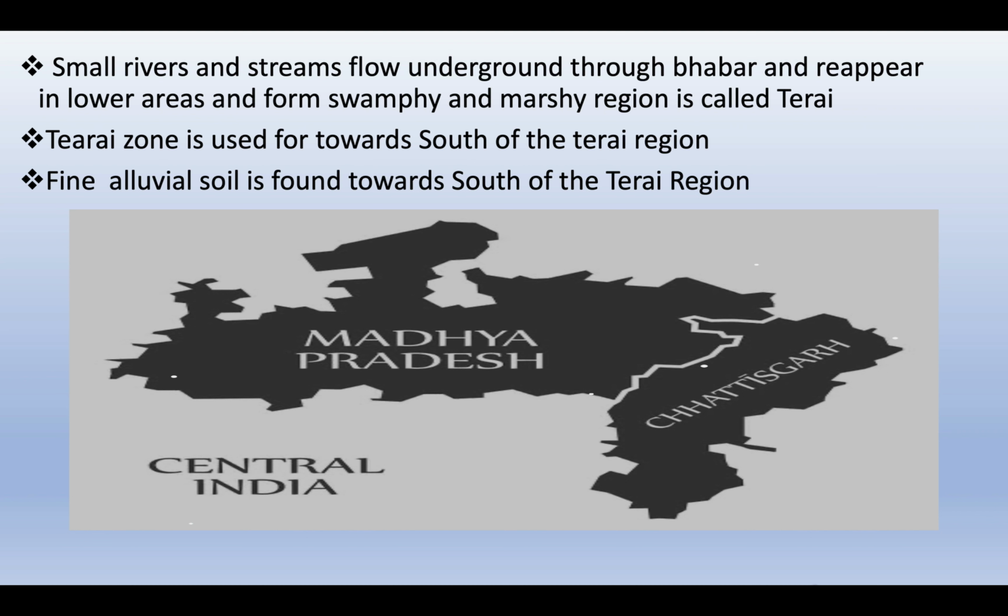Small rivers and streams flow underground in the Bhabar and reappear in lower areas, forming a swampy and marshy region called Terai. Where these rivers flow from underground and appear, that place is called Terai. The Terai zone is used for agricultural production, where this water emerges. Fine alluvial soil is found towards the south of the Terai region.